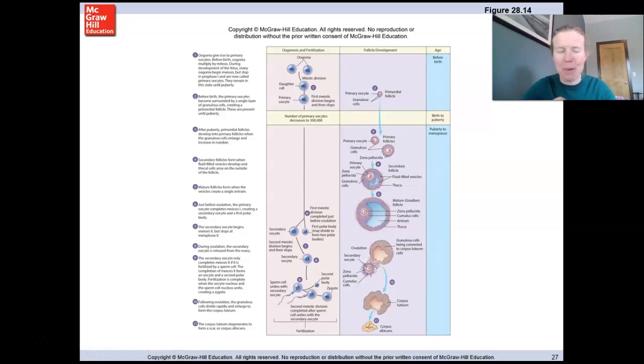meiotic division is completed. And this is when we would then have a secondary oocyte. We've separated those homologous chromosomes. Half of them have gone into the secondary oocyte. Notice now you only have 23 chromosomes. It is haploid. And I mentioned this in the first video here. The other half of that genetic material becomes what's called a polar body.